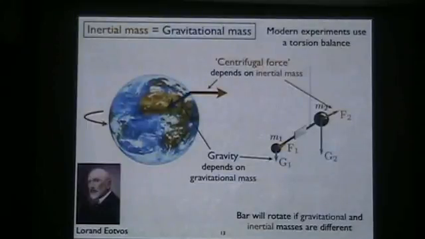I have a string that's suspended from some apparatus up here, and I put two masses on it, and these masses are different, and these masses feel two forces fundamentally. They both feel the force of gravity pulling them down, but they both feel a second force that plays an important role. And that second force is the centrifugal force. You might yell at me and say that the centrifugal force is not a real force, it's an apparent force, and that's true, but it is a force that we feel in our everyday life because we are in an accelerated frame of reference.